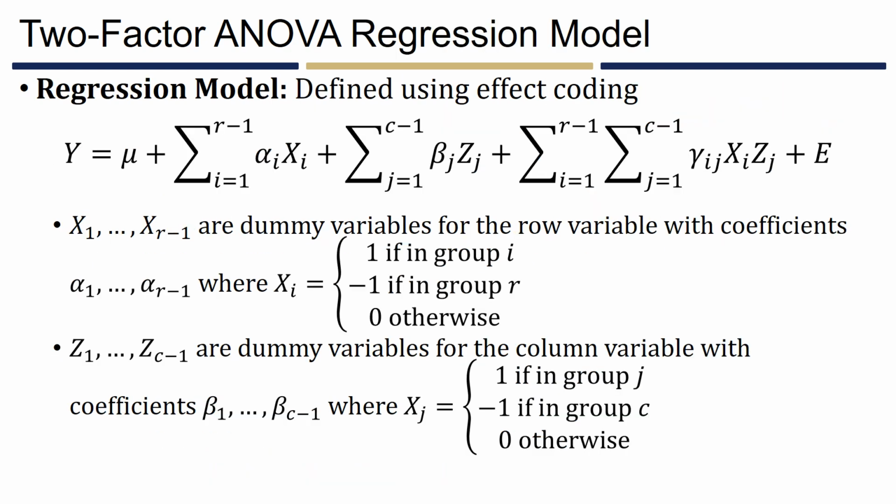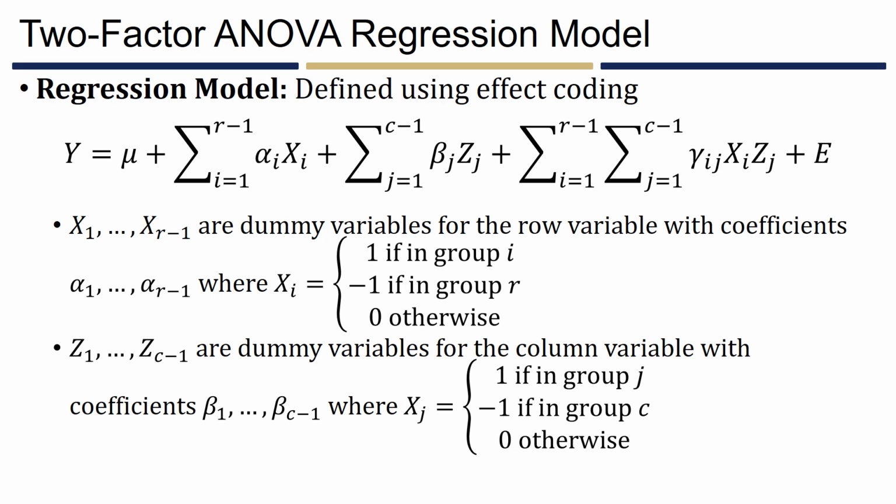Let's talk about how to set up the two-factor ANOVA regression model. First of all, notice that the model must be defined using effect coding. Now, to model the response, we first have mu, which is going to be estimated by the grand mean across all observations. Then what we do is create r-1 dummy variables for the first factor, x, each with its own regression coefficient alpha sub i. Each dummy variable is then coded such that the value is equal to 1 if the observation is in group i, -1 if the observation is in the reference group, and 0 otherwise.